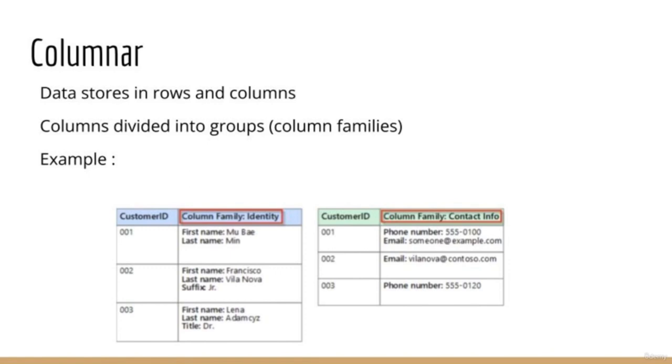We also have columnar data stores, which are conceptually very similar to the relational model, where the data is stored in rows and columns, but in this case, the columns are divided into groups known as column families. The columns are logically related to each other, and they are known as wide column data stores. The columns can vary by individual rows, and they are scalable, and update and delete operations are rarely performed in this data store. In our example here, we're storing customer data in a columnar model where we have two column families. The first column family is identity, which has the first name and the last name, and the second one has contact info, which has phone number and email.